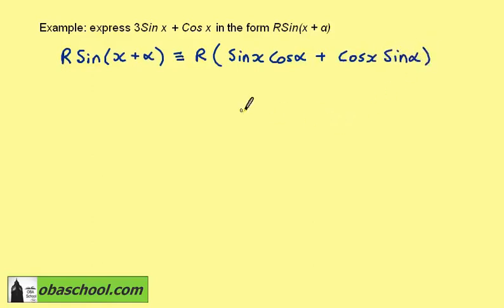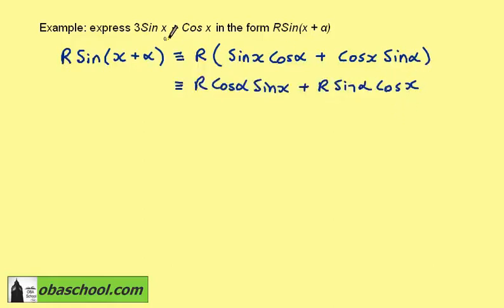And then expanding this bracket, we get r cos alpha times sin x and r sin alpha times cos x.